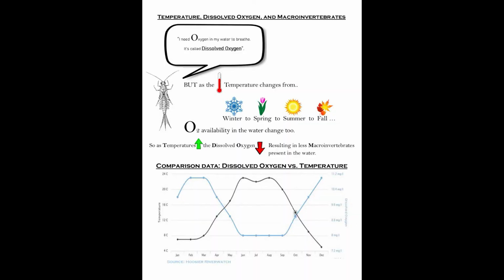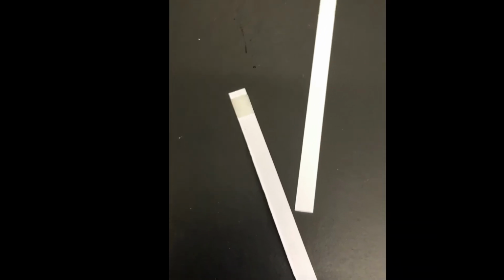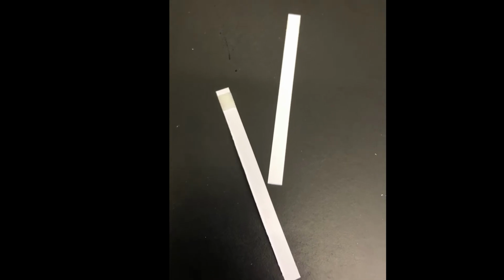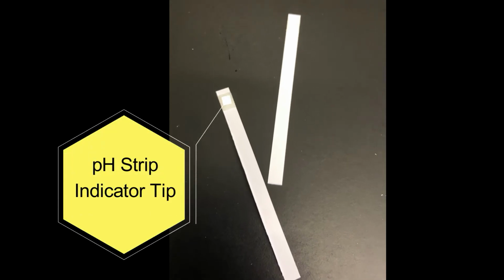This is your temperature and dissolved oxygen sheet. You should have another sheet that's a pH scale. It says pH scale. It has a bunch of pictures. May not be the same color as mine, but they should look very similar. You should have also received a small pH strip to test your own water sample. Please set the strip in a dry location until we are ready to use it.